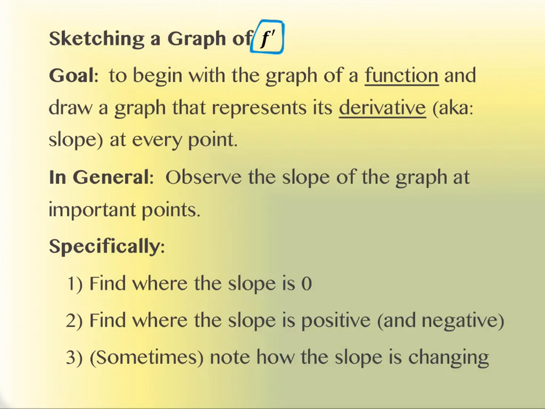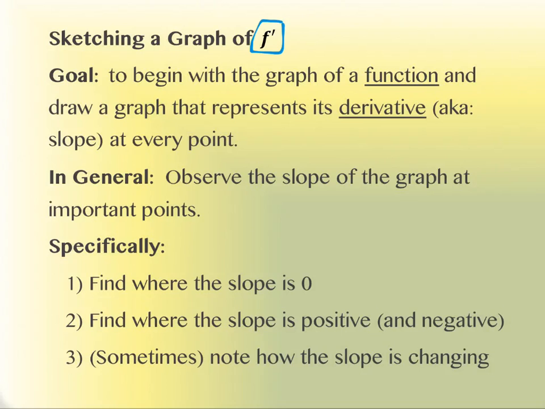So in general, what do we do? Well, in general, we observe what the function's slope is doing. That sounds simple enough. We're going to look at it and say the slope is doing this. But specifically, how do we go through that? Well, there's 3 steps, and the last step says sometimes. Sometimes you don't need it. But in particular, the first thing you're going to do is look at where the slope is 0.